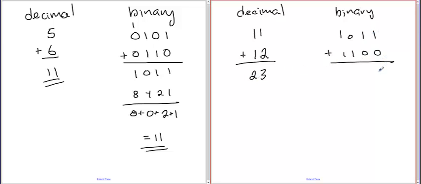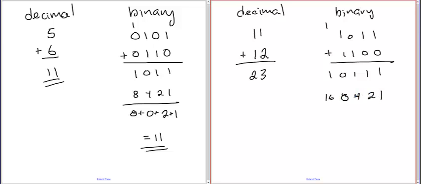1 plus 0 is 1. 1 plus 0 is 1. 1 plus 0 is 1. 1 plus 1 is 0. Carry 1. So we get that extra digit now. So now we have a 5-digit binary number. In this case, the 5th digit is worth 16.